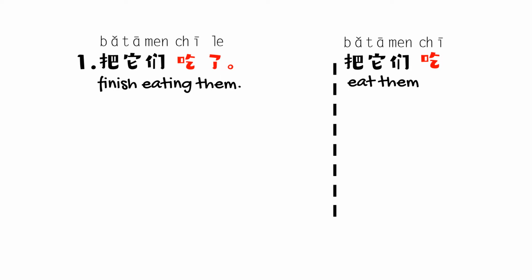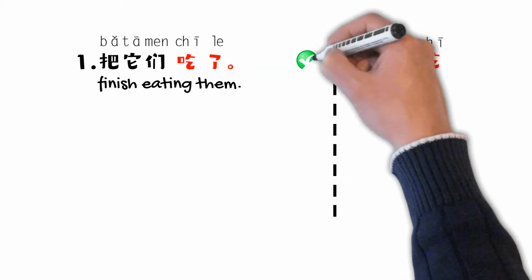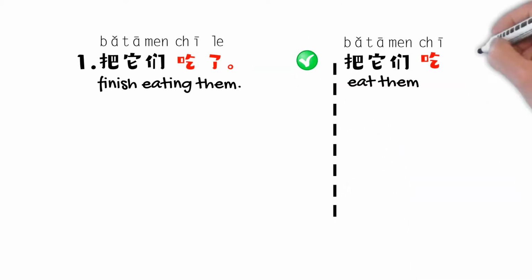It's about the change of eating something. We can have the feeling of eating something and finishing this action. But the second sentence is only 吃, only eat. It does not indicate any change of this action. So in daily life, we do speak 把它们吃了. We do not speak 把它们吃.